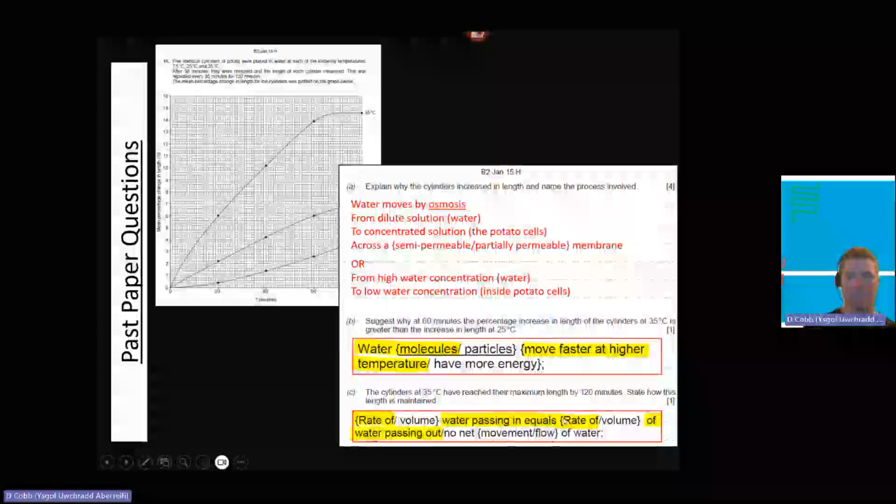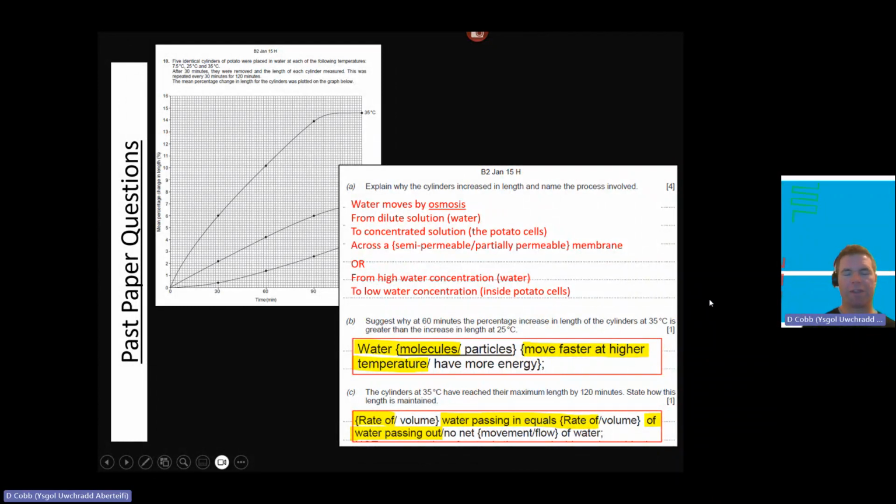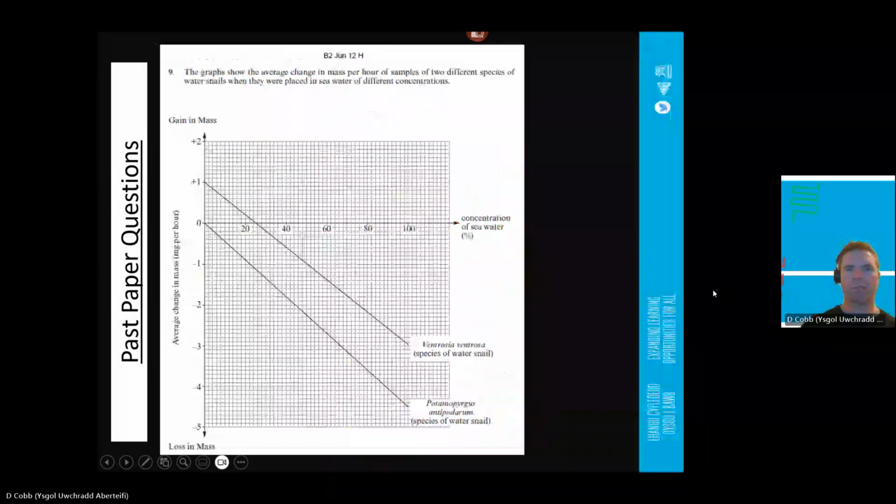What I've got on here is just a screenshot of what's on the mark scheme. I've highlighted the thing I expect you to say. I think you're more likely to say.